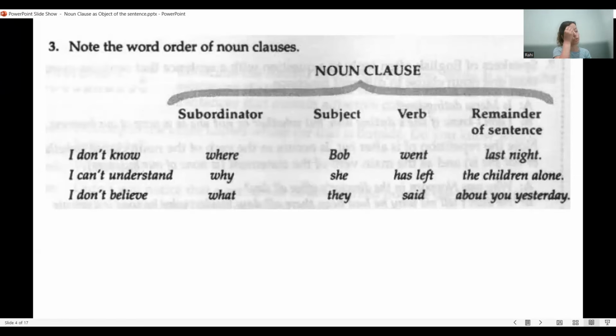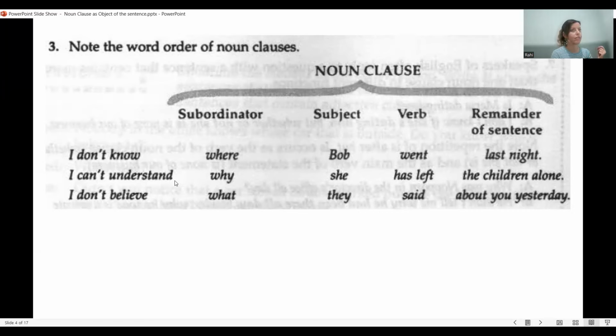Let's look at the word order of a noun clause. So we have I don't know. After I don't know, here I have a clause. We have the subordinator where, then the subject, Bob, verb, went, and the rest of the sentence, last night. So where Bob went, it doesn't look like a question to me. It looks like a sentence. I can understand. So after that, I have the noun clause.